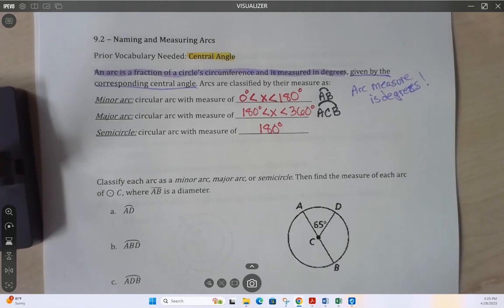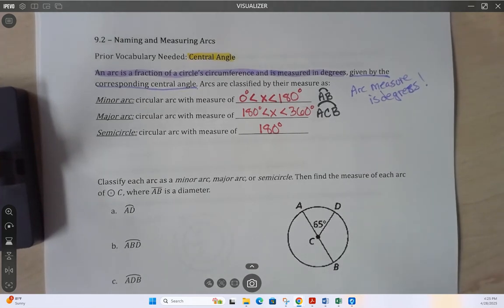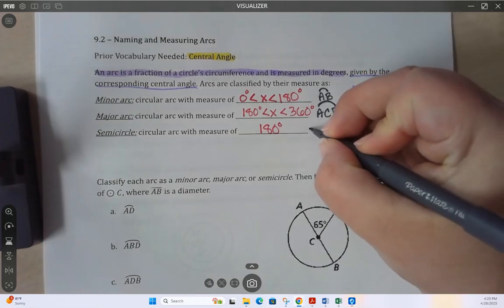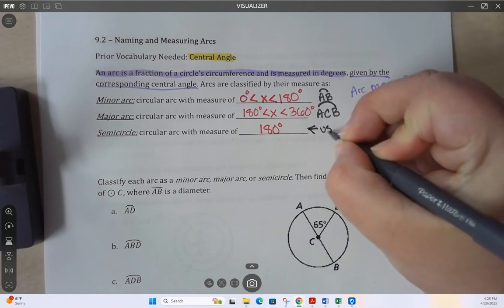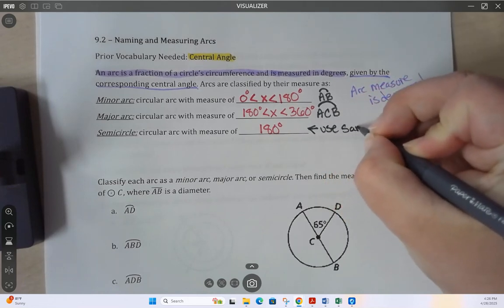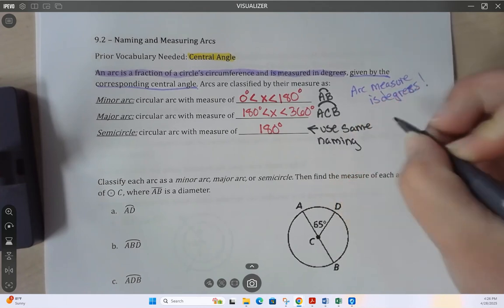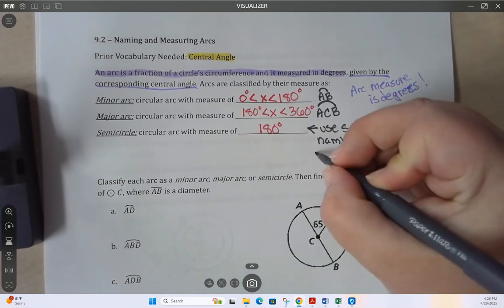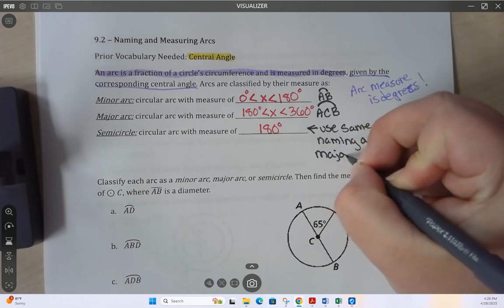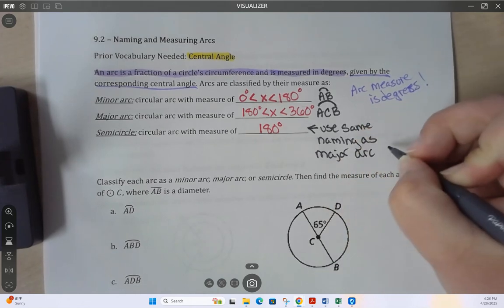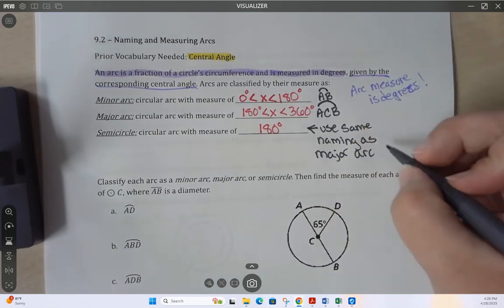And then a semicircle is kind of in between, but we name it like a major arc. Use the same naming as a major arc. So again, 3 letters.